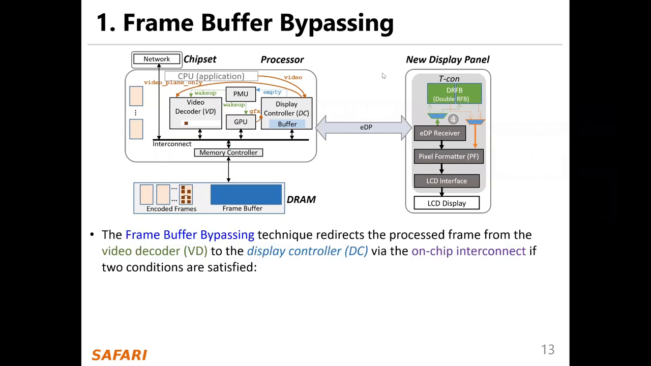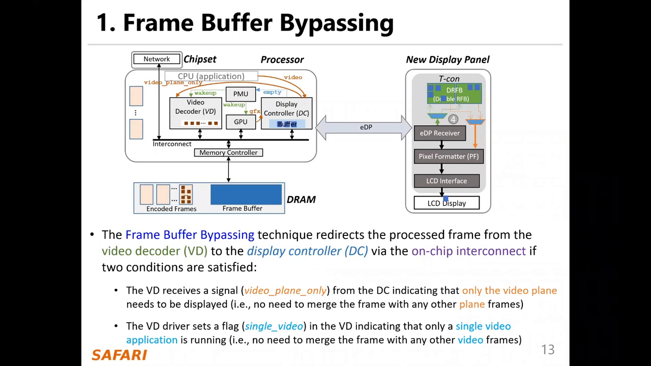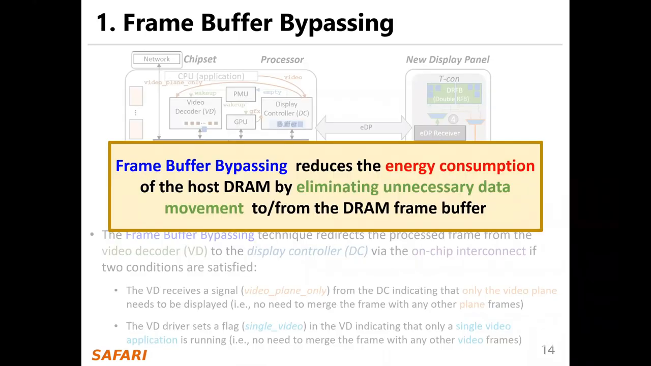The frame buffer bypassing technique redirects the processed frame from the video decoder to the display controller via the on-chip interconnect if two conditions are satisfied. The VD receives a signal from the DC indicating that only the video plane needs to be displayed. The VD driver sets a flag in the VD indicating that only a single video application is running. Frame buffer bypassing reduces the energy consumption of the host DRAM by eliminating unnecessary data movement to and from the DRAM frame buffer.